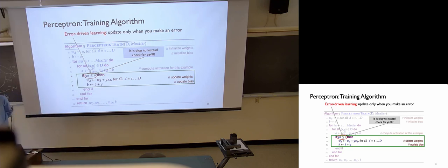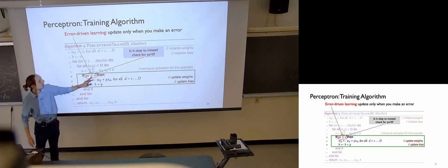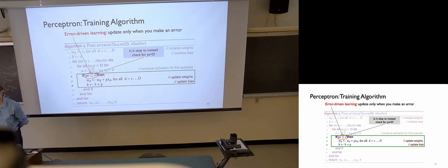Is it okay to check for y times a smaller than 0? What would happen if we do that? Do we have anybody? Any ideas? What would happen if we don't have less than or equal to here, and we have just smaller than?